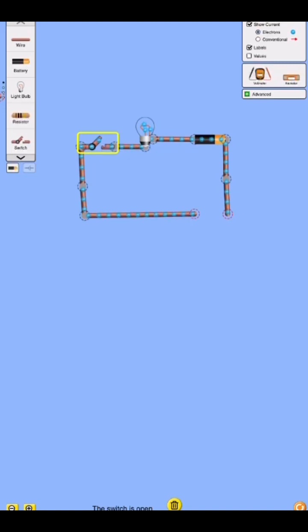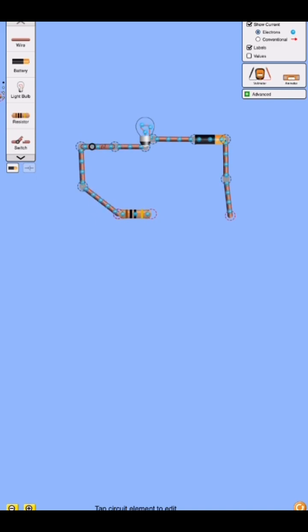So I have added a switch to my circuit. As you can observe, the switch is open and there's no charge moving. This is because I have explained before that our circuit has to be closed and connected. There mustn't be gaps in between. So right now I'm gonna add a resistor.